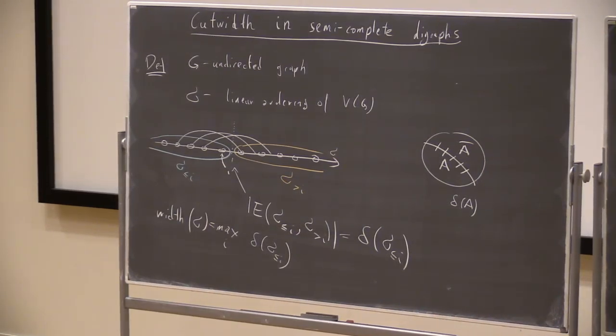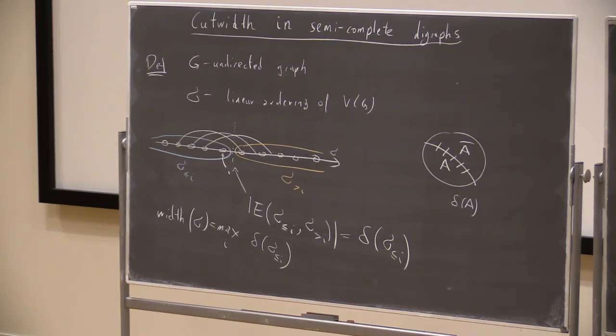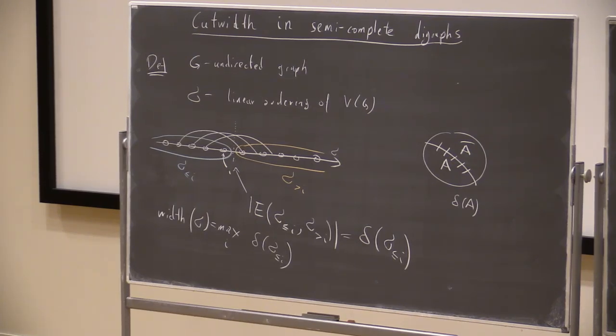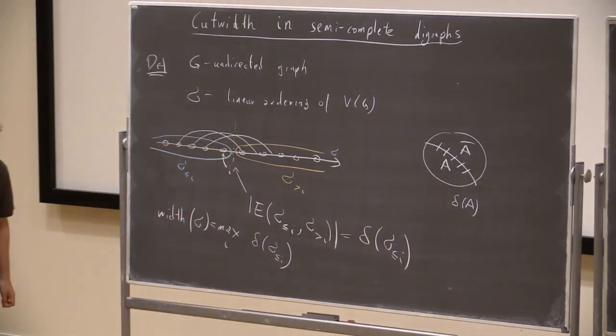So in undirected graphs, the notion of cutwidth is quite well understood. There are FPT algorithms for computing cutwidth of a graph. There are some approximation algorithms as well. So now we will think about directed graphs. So how to lift this definition to directed graphs?